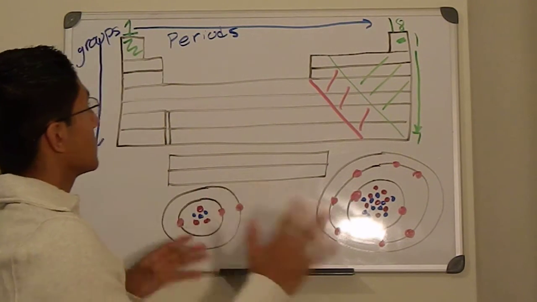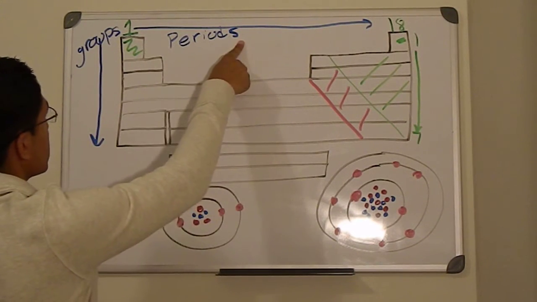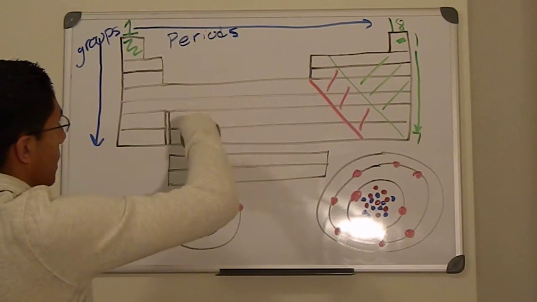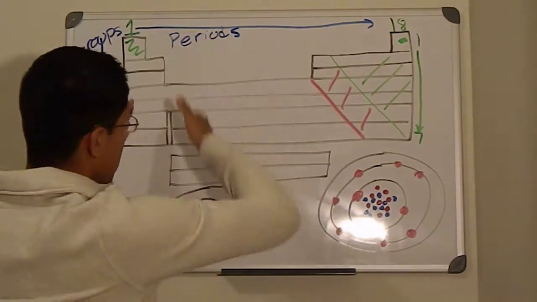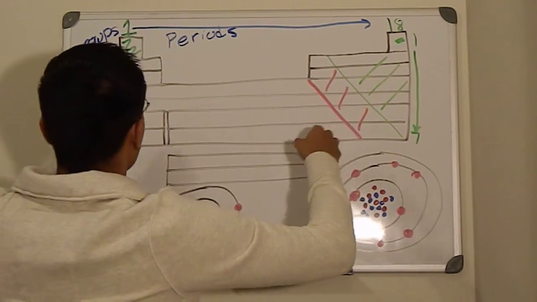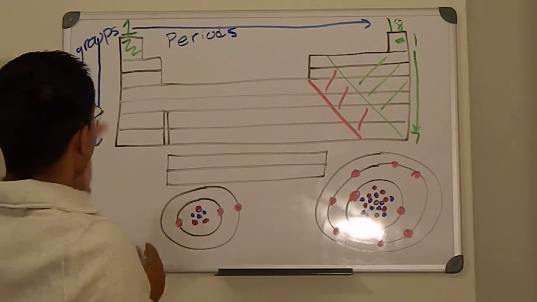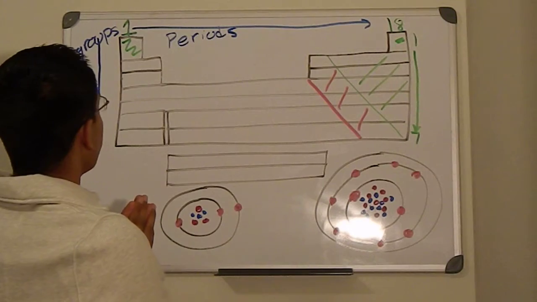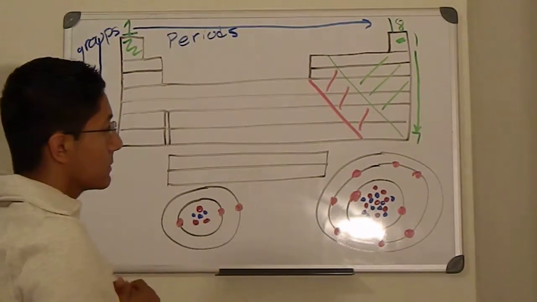yes, some terminology. These rows are called periods. These columns are called groups. There are 18 periods and 7 rows. Okay? I'm sorry, I said that wrong. There are 18 groups and 7 periods.